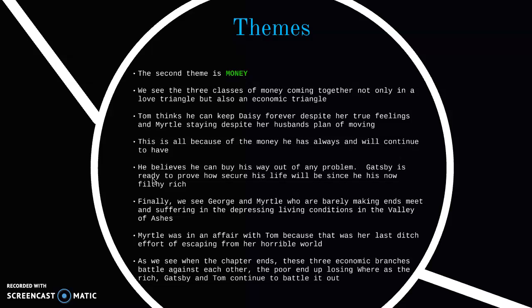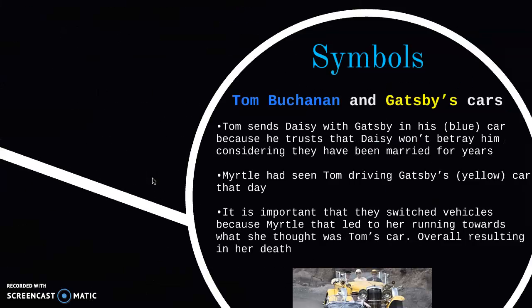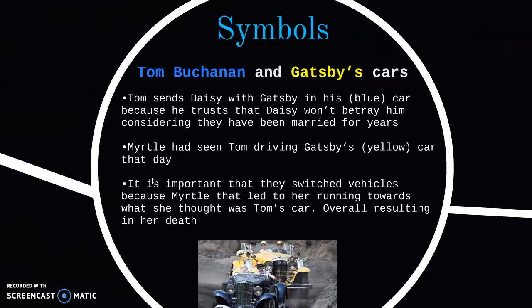And then finally, we see George and Myrtle, who are barely making ends meet, and they're suffering in the depressing living conditions in the Valley of Ashes. That Tom was her last-ditch effort to escape from her horrible world. And then as the chapter ends, the three economic branches battle against each other. The poor end up losing, and then the rich continue to battle it out. And then again, we'll see in subsequent chapters that even though they continue to battle it out, old money will win.